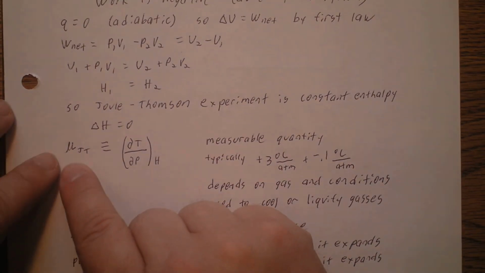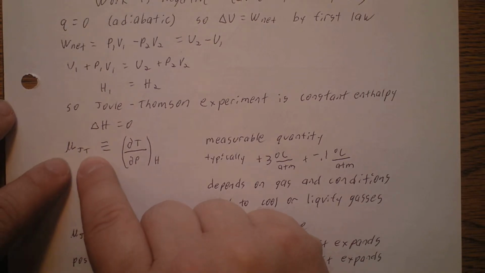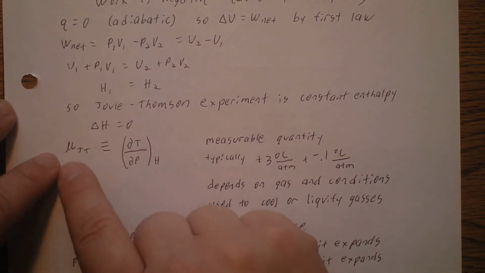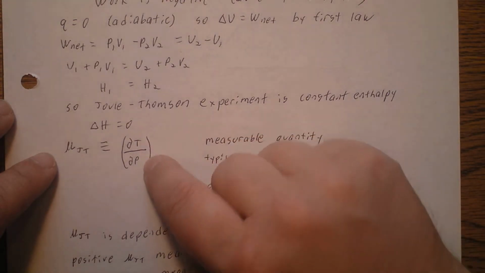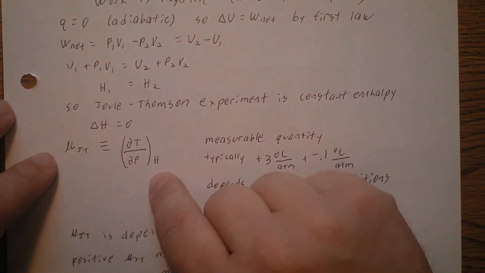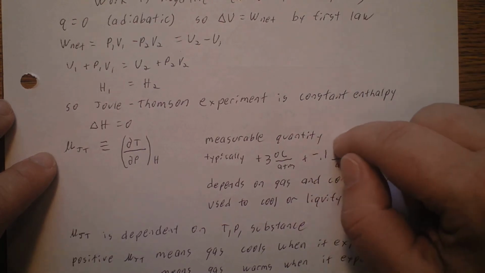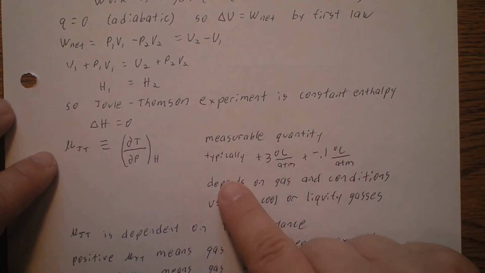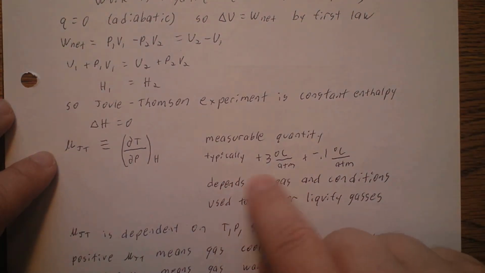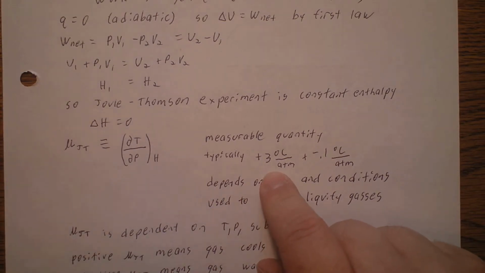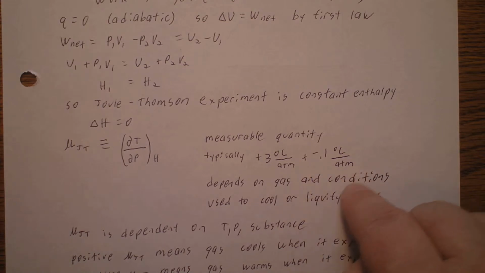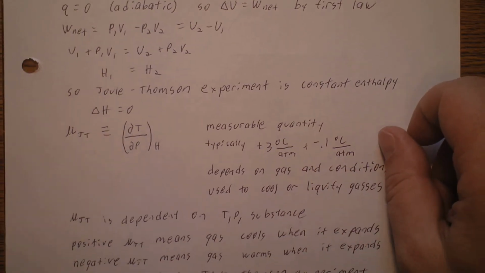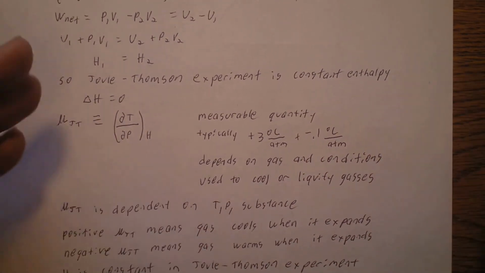Now let's define another coefficient, mu sub JT. That's a capital J subscript, capital T subscript. So mu JT is defined as the partial derivative of temperature with respect to pressure, holding enthalpy constant. Now this is a measurable quantity. It can be plus or minus. It can be up to 3 degrees Celsius per atmosphere, or negative 0.1 degrees Celsius per atmosphere, or in between. In some rare circumstances, you might even find it to be 0.